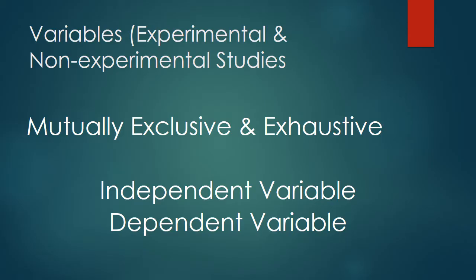Now, if we're talking about experiments, all experiments have at least one independent and one dependent variable. The purpose of experiments is to estimate the extent to which the independent variable causes a change in the dependent variable. With non-experimental studies, we're looking at the relationship between the independent and the dependent variables.